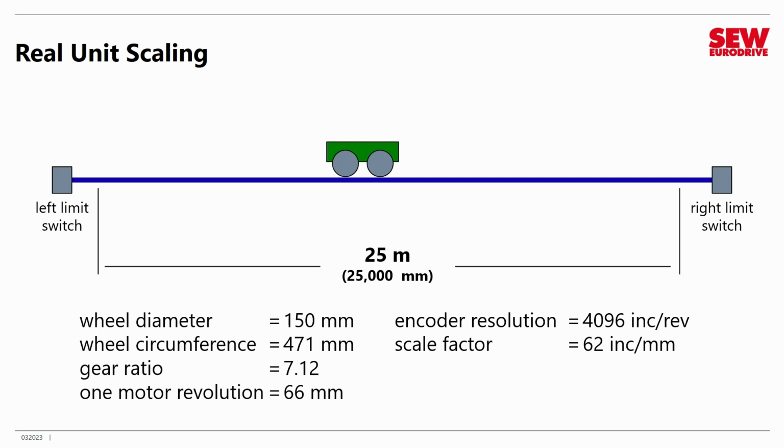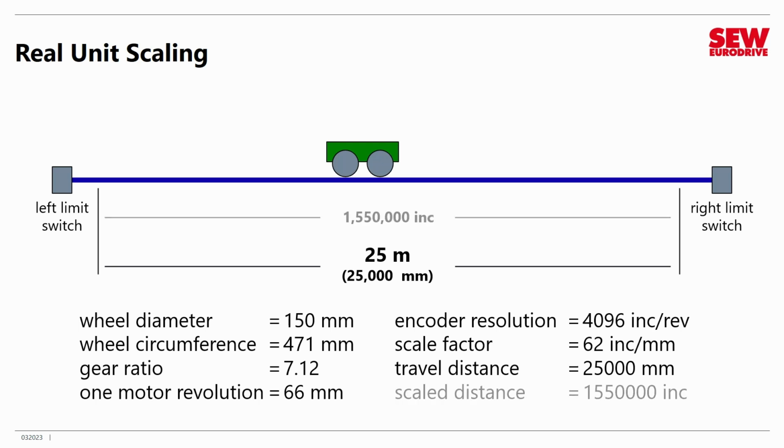All right, so if we want to move a specific distance, say we want to move 25,000 millimeters, which is that 25-meter distance, how many increments is it going to take? Well, we take 25,000 and multiply it by 62 increments per millimeter, and that tells us we have to move a whopping 1.55 million increments. That's how many increments we have to count to traverse the entire track.